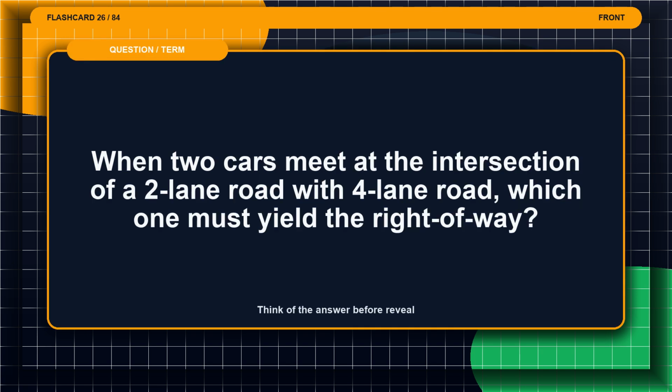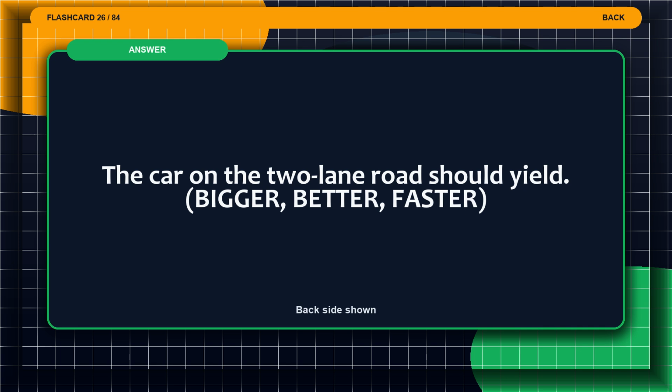Flashcard 26. When two cars meet at the intersection of a two-lane road with a four-lane road, which one must yield the right-of-way? Think of the answer before the reveal. The answer is the car on the two-lane road should yield.